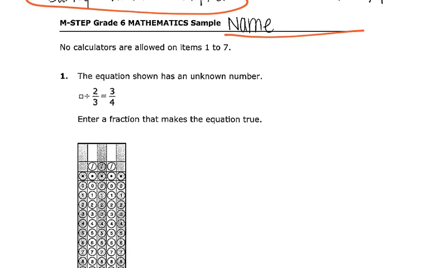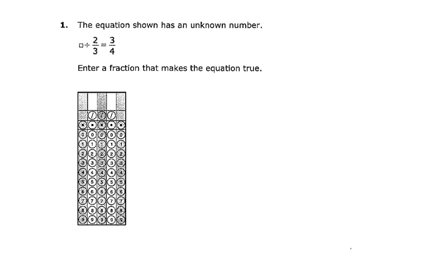The equation shown has an unknown number. Enter a fraction that makes the equation true. First thing you want to do is rewrite it, right? And then you want to use the inverse operation. Remember, the opposite of division is what? So you want to rewrite this, use your opposite, make sure you fill it in.